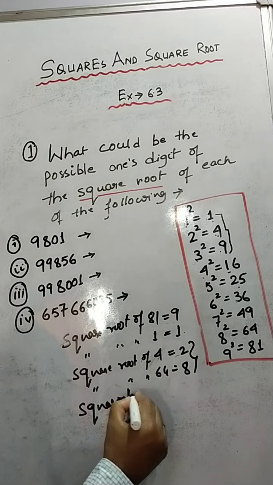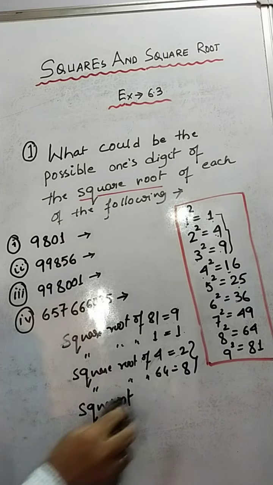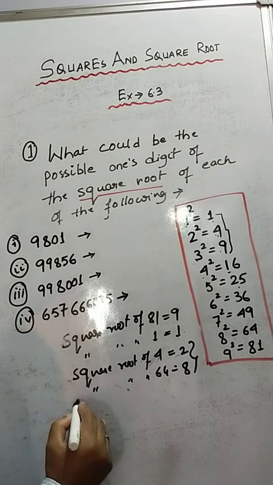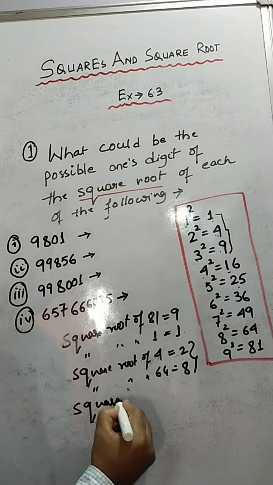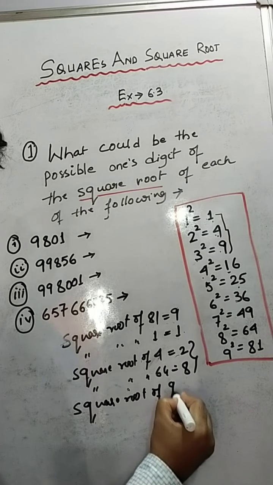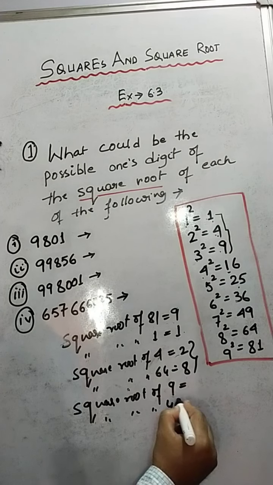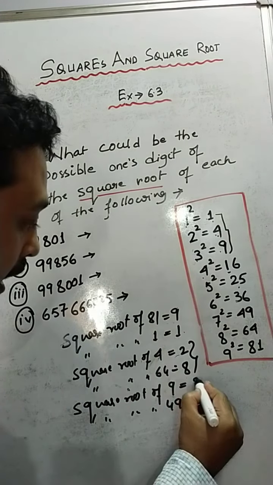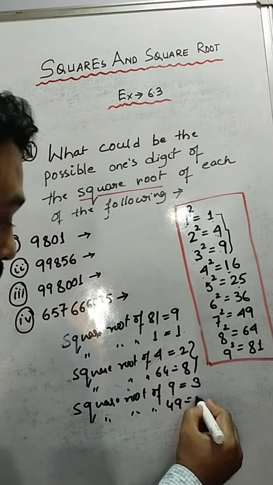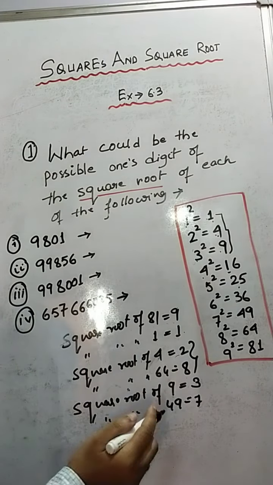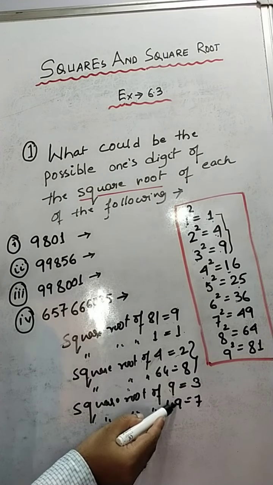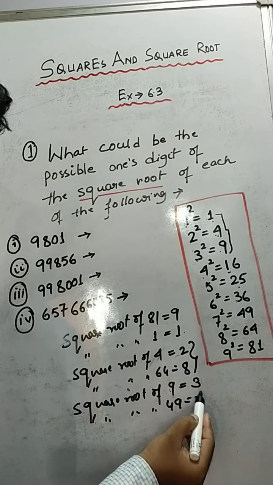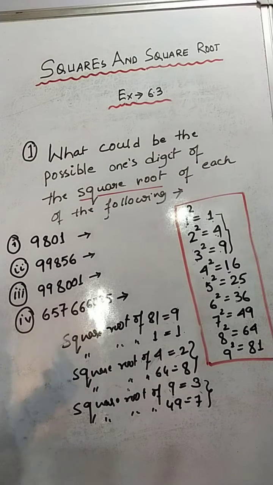Now we can write it here: the square root of 9 or the square root of 49. If I'm asking what is the square root of 9, it will be 3. And if I'm asking what is the square root of 49, then it could be 7. So if any number carries 9 as a unit digit, the possible one digit number would be either 3 or 7. So this is the observation.